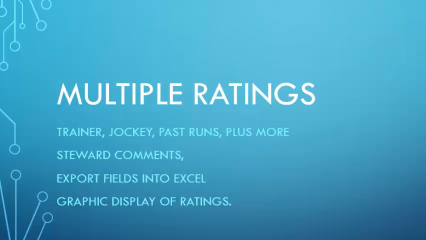When you open the software, which we'll do in a minute, this is what you get. You get the multiple ratings, and you also get the trainer, the jockey, the past runs, plus more, like Stuart's comments. You can export the field of the races into Excel, and there's a graphic display which changes every time you click on a different rating, so you get a visual display straight away of what's happening. So let's go and have a look at the software and the multi-rating page.